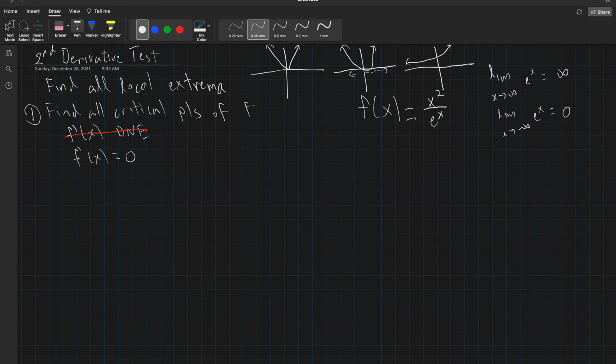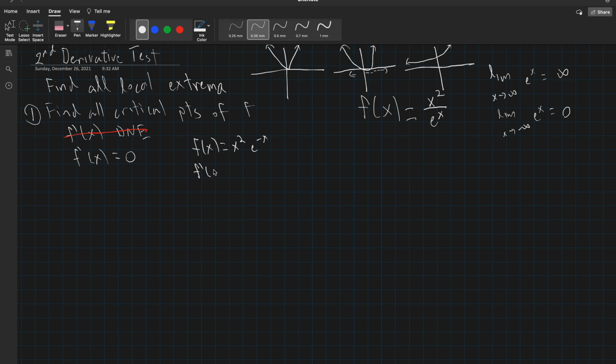So next we want to figure out where f prime of x is equal to 0. First let's calculate f prime of x. Here we can do the quotient rule, but to avoid that, I'm actually going to rewrite this. So let's rewrite f of x first. f of x is equal to x squared times e to the negative x. This way we can use the product rule instead of the quotient rule.